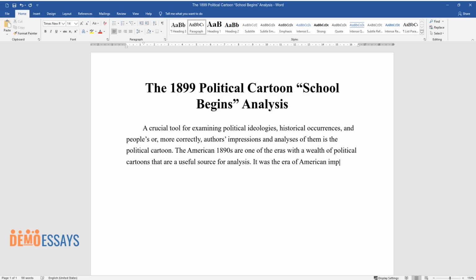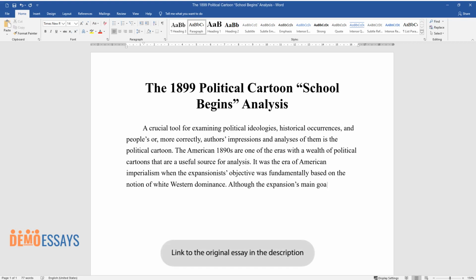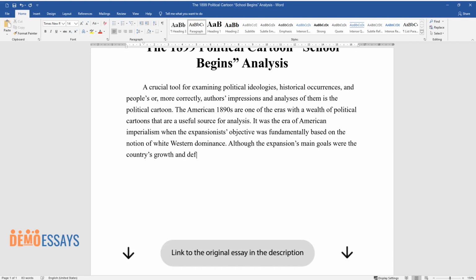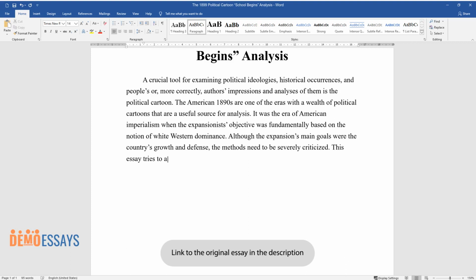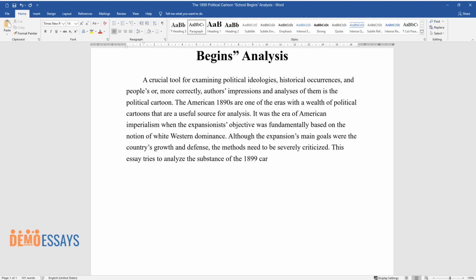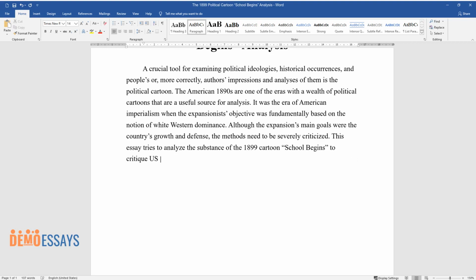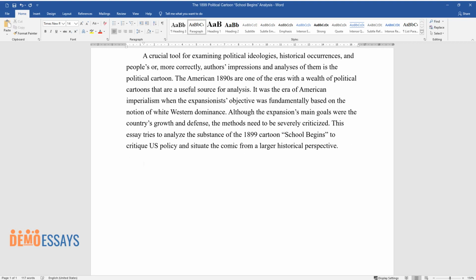It was the era of American imperialism when the expansionists' objective was fundamentally based on the notion of white Western dominance. Although the expansion's main goals were the country's growth and defense, the methods need to be severely criticized. This essay tries to analyze the substance of the 1899 cartoon "School Begins," critique U.S. policy, and situate the comic from a larger historical perspective.